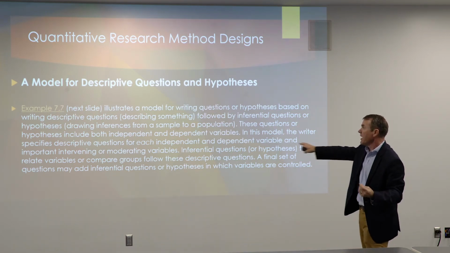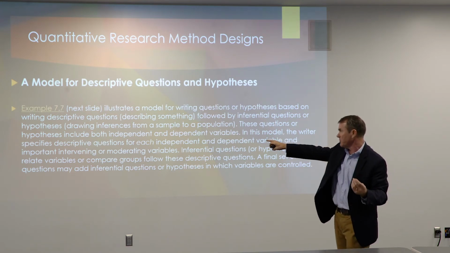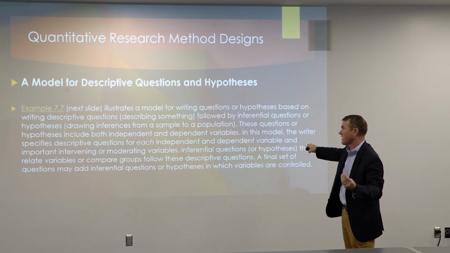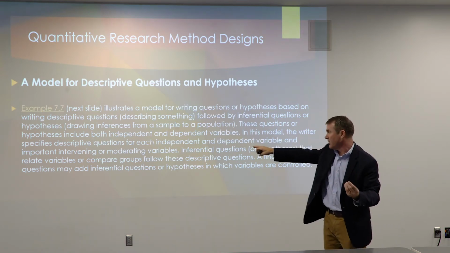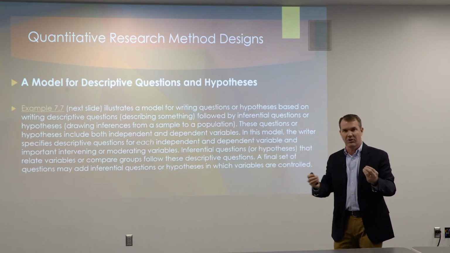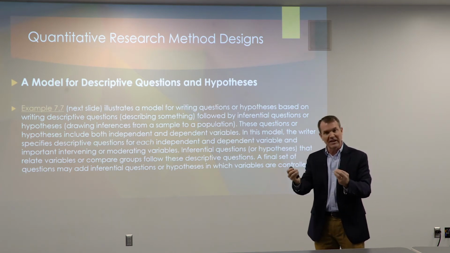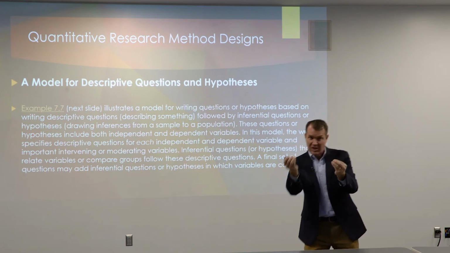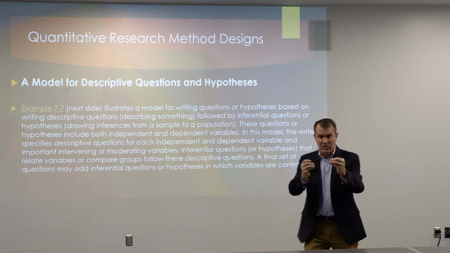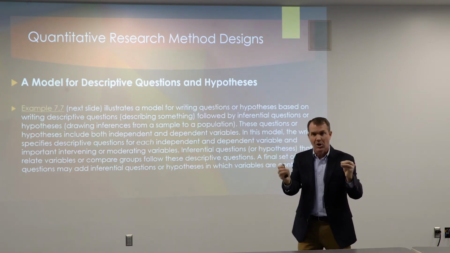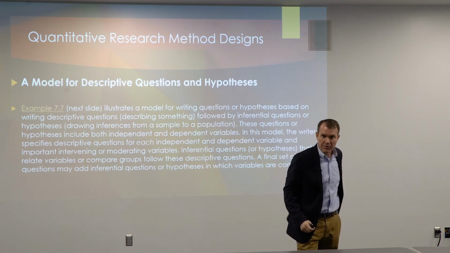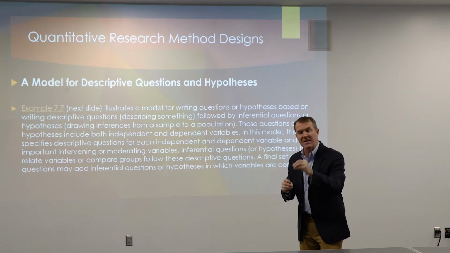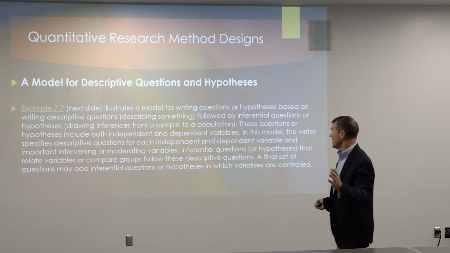In this model, the writer specifies descriptive questions for each independent and dependent variable and the important intervening or moderating variables. Are those variables linked? If you remove one, does the other one increase? If you remove one, does the other one decrease? What is the relationship between the variables, or what is the relationship if you remove a variable? You're going to describe how removing that variable alters the study.